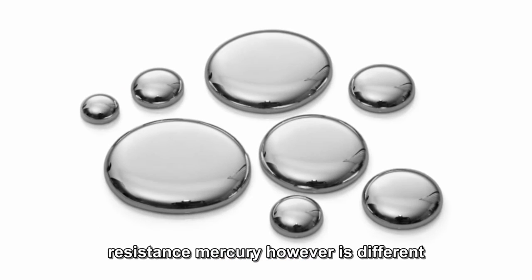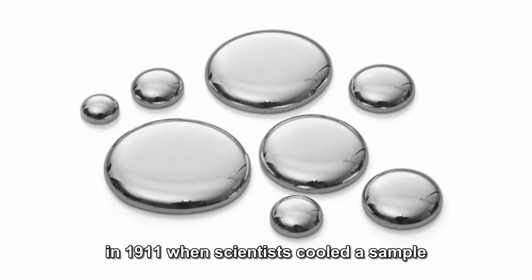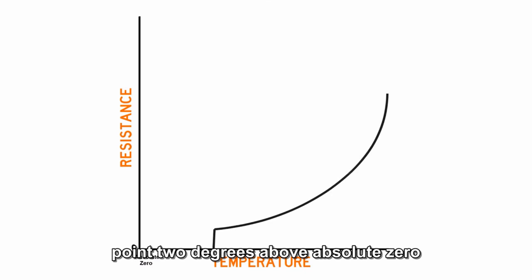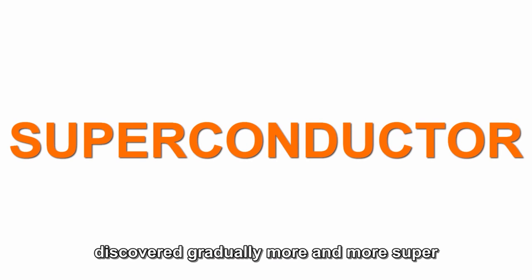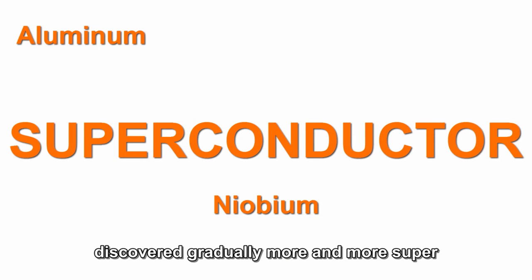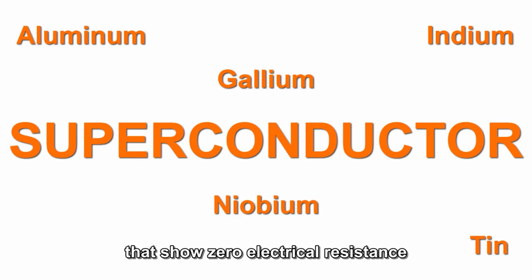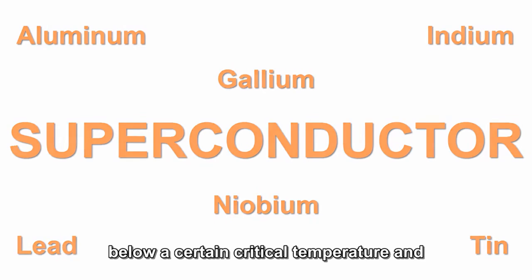Mercury, however, is different. In 1911, when scientists cooled a sample of mercury all the way down to 4.2 degrees above absolute zero, its resistance abruptly disappeared. The first superconductor had been discovered. Gradually, more and more superconductive materials have been found that show zero electrical resistance below a certain critical temperature.